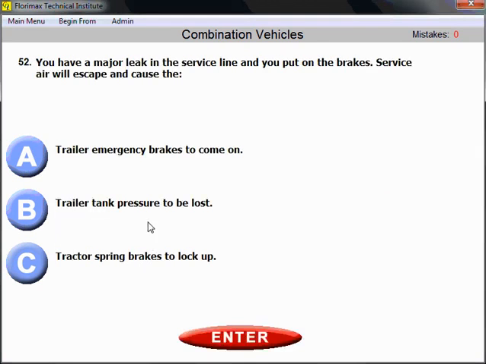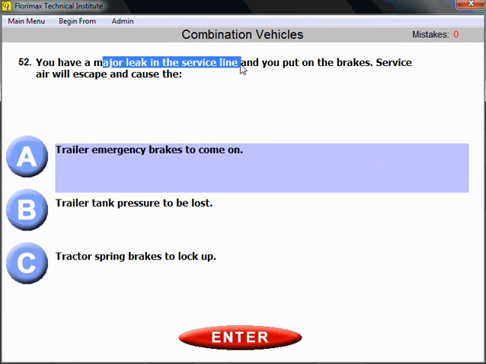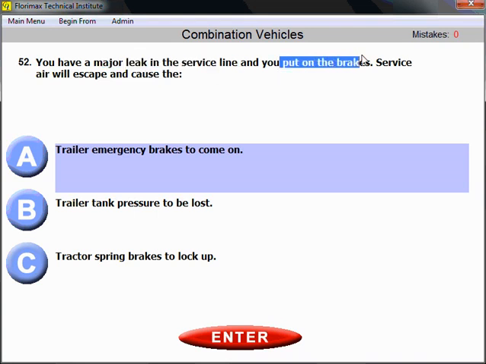Secure. Question number 52. You have a major leak in the service line and you put on the brakes. Service air will escape and cause the what? The trailer emergency brakes to come on. If you have a major leak in the service line and you don't touch the brakes, nothing is going to happen. But as soon as you put on the brakes, service air will escape from the system and cause the trailer emergency brakes to come on.